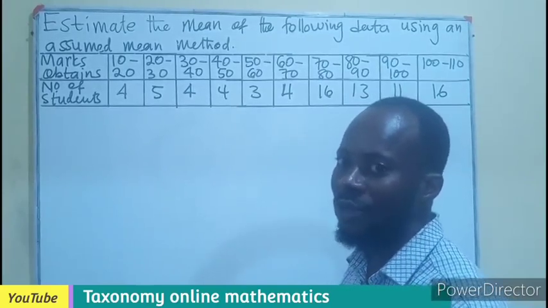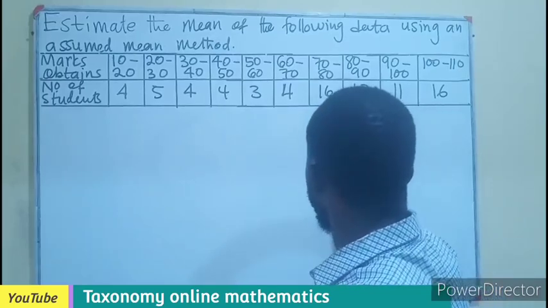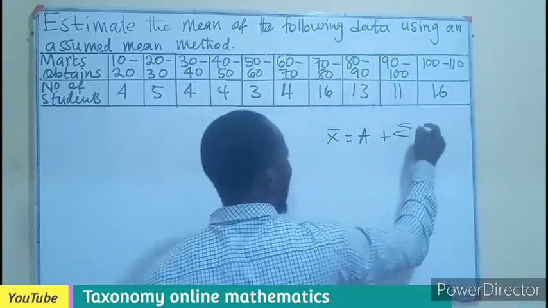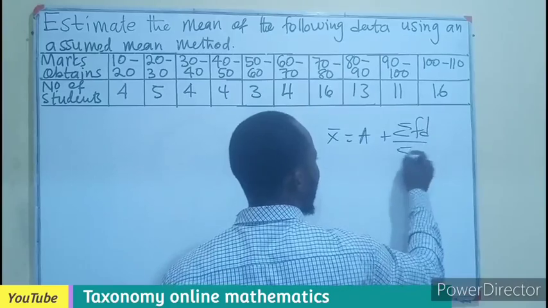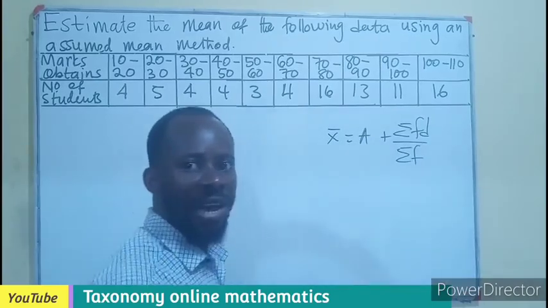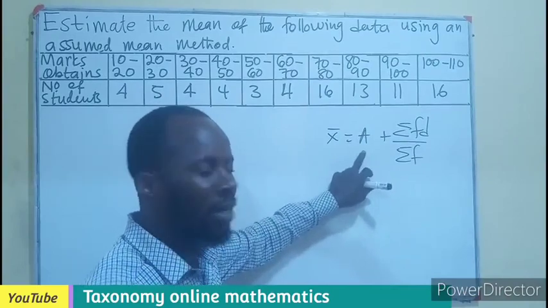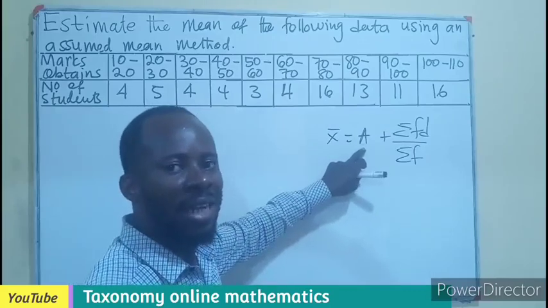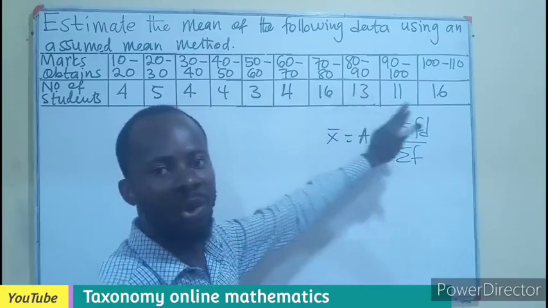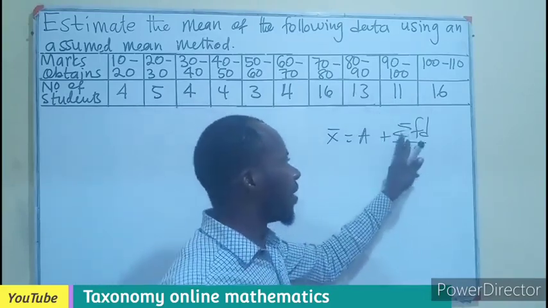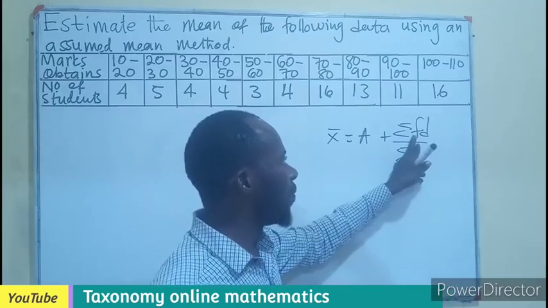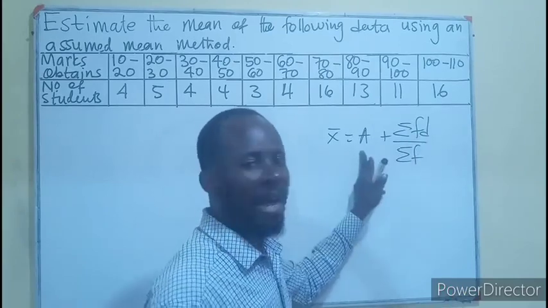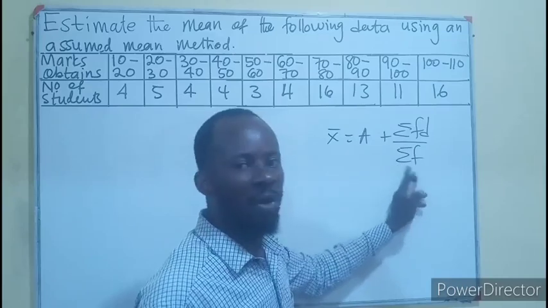For us to use an assumed mean method, the mean is the A plus the sigma FD over sigma F, where the A stands for the assumed mean, the mean you assume. In some cases, you'll be given the assumed mean. In some cases, you have to assume the mean in your data. Then the sigma FD simply means the frequency times the deviation between each data from the assumed mean. Then we use the total frequency.